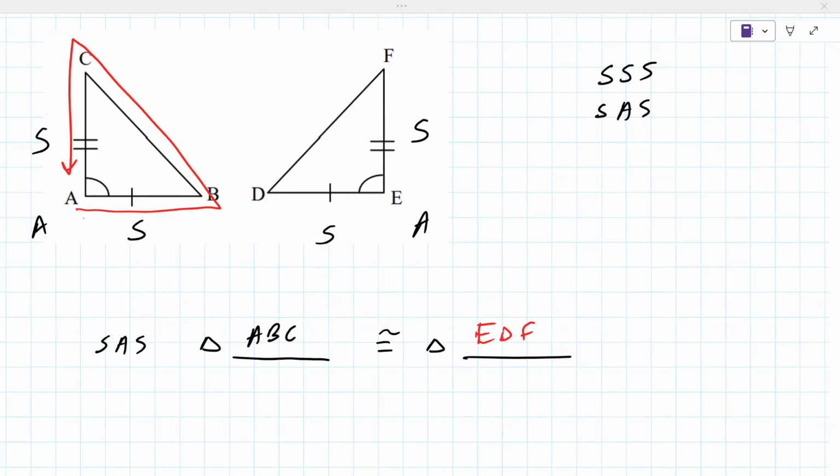Let me see if I can find this. There it is. SAS. All right. Oh, these are proofs. We don't do proofs. Oh, wait.